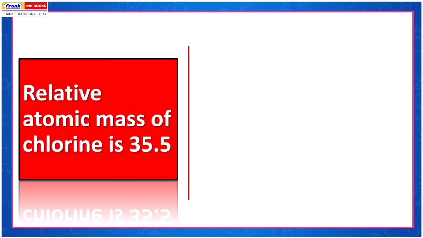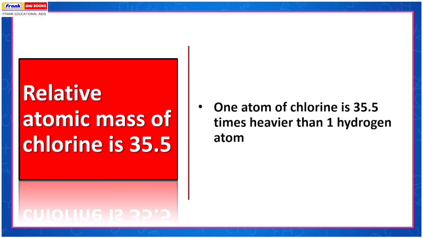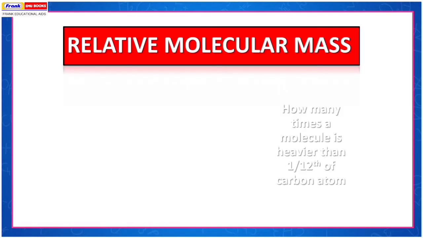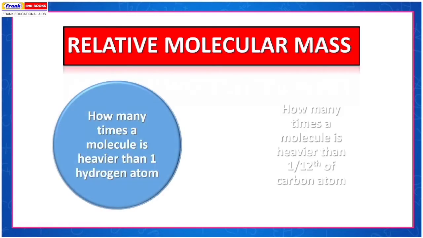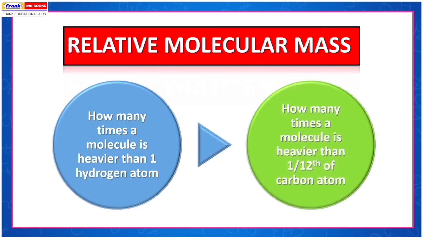Relative atomic mass of chlorine is 35.5. It means one atom of chlorine is 35.5 times heavier than one hydrogen atom. Relative molecular mass: how many times a molecule is heavier than one hydrogen atom, or how many times a molecule is heavier than 1/12 of a carbon atom.